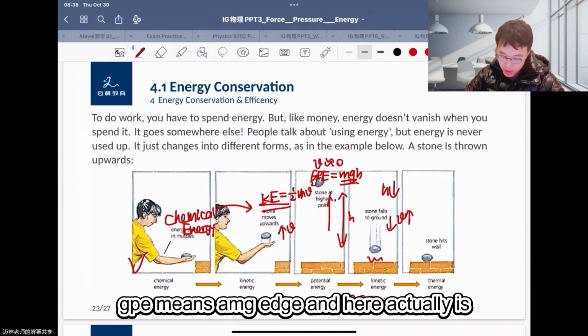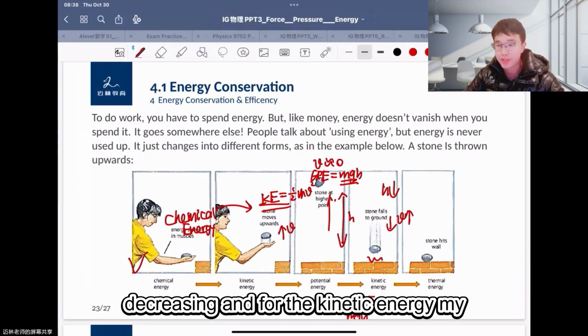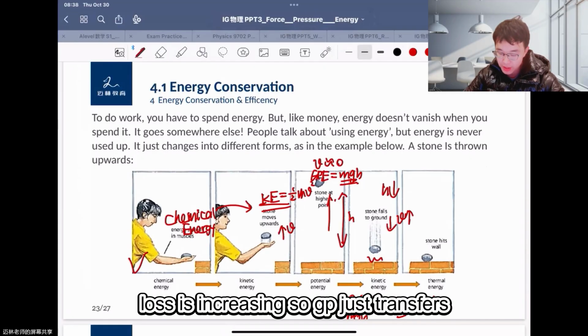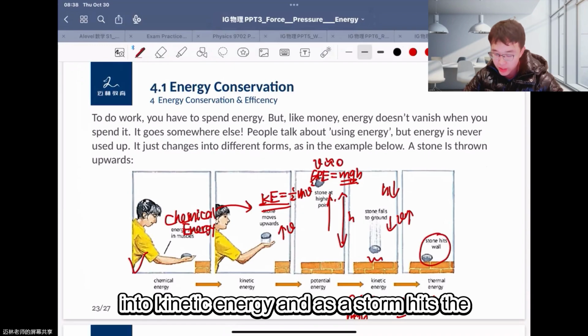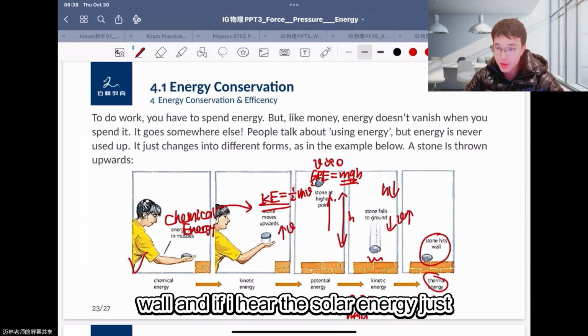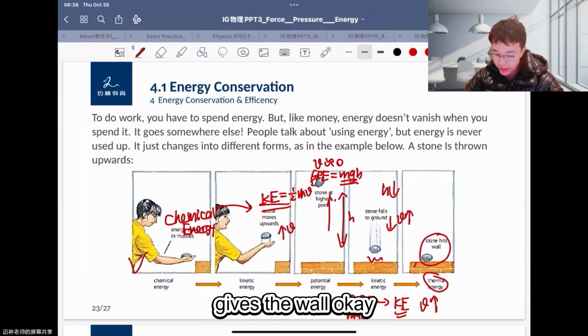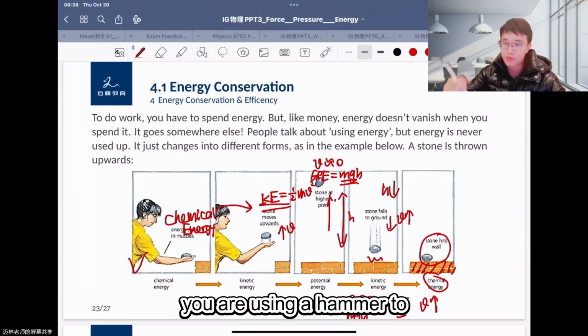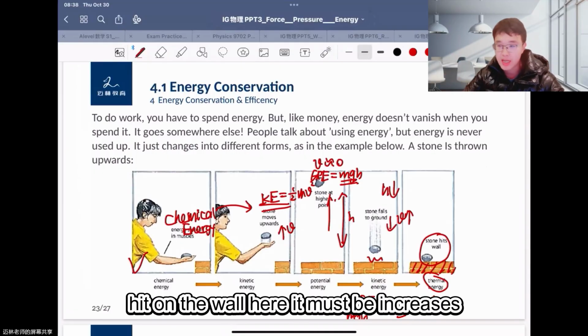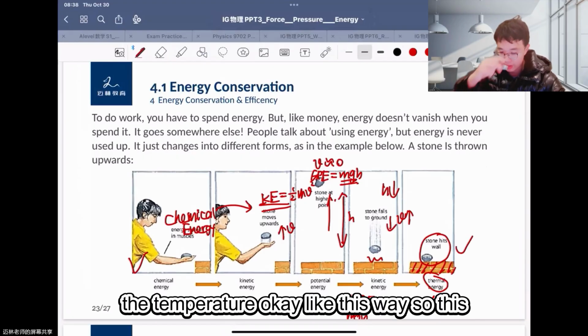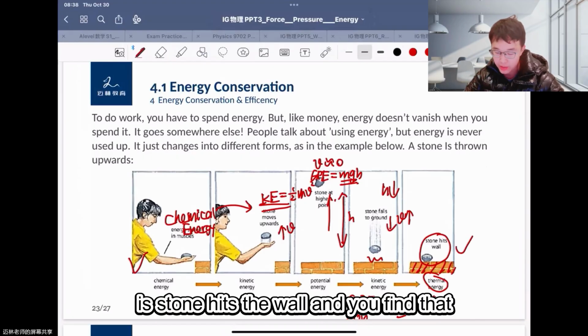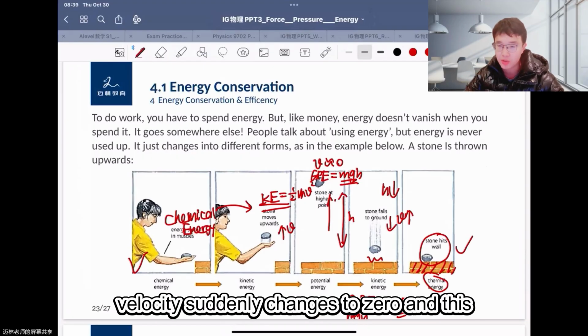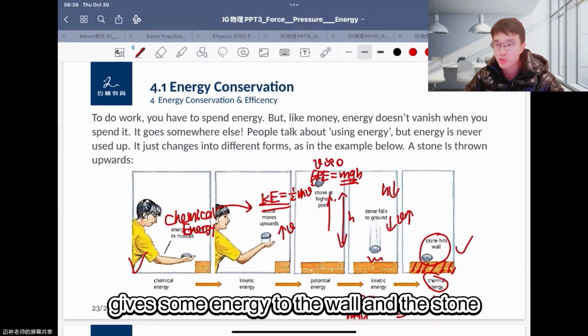Because here GPE means mgh, and here it is decreasing, and for the kinetic energy, velocity is increasing. So GPE just transfers into kinetic energy. And as the stone hits the wall, you can find the stone's energy just gives to the wall. Like you are using a hammer to hit the wall, the temperature must increase. So when the stone hits a wall, you find that velocity suddenly changes to zero, and this gives thermal energy to the wall and the stone.